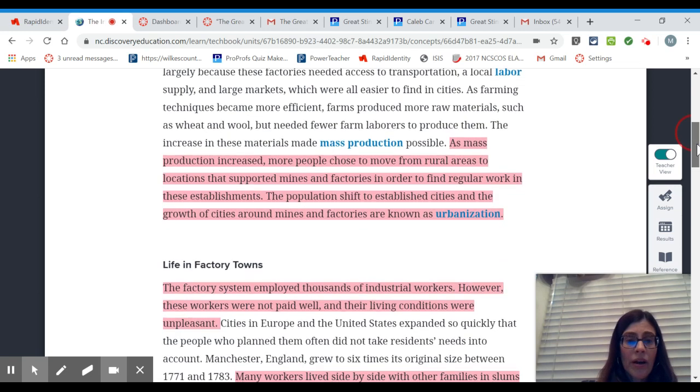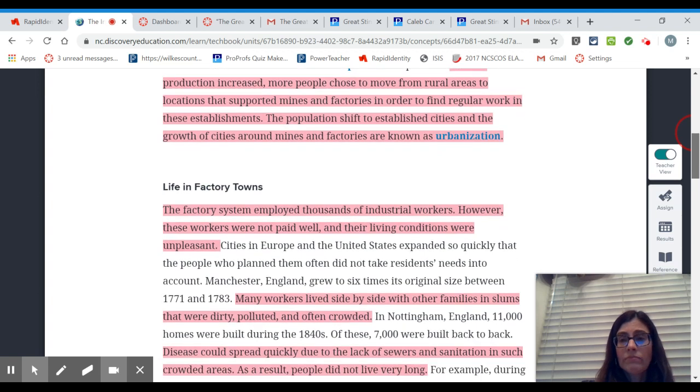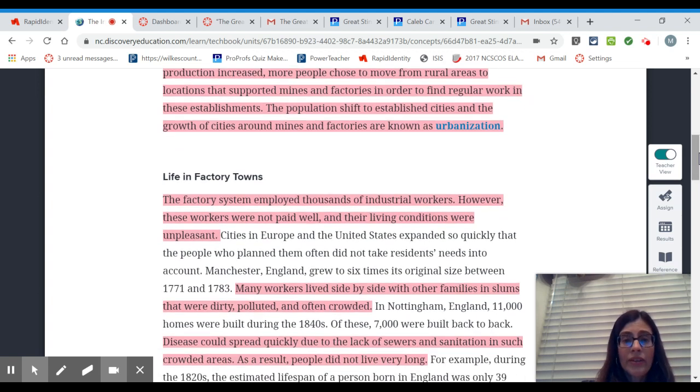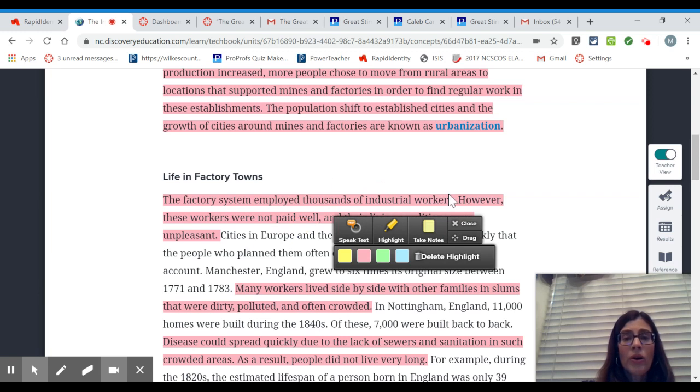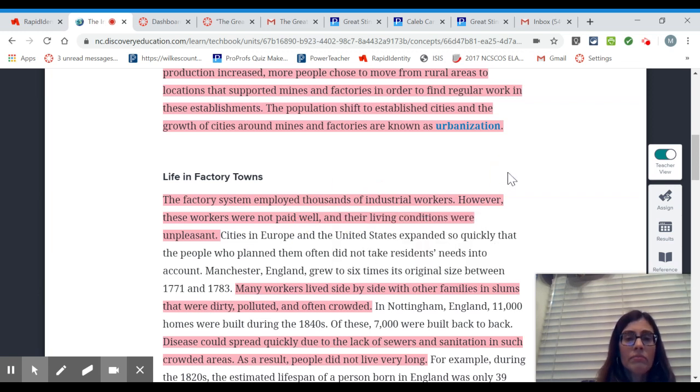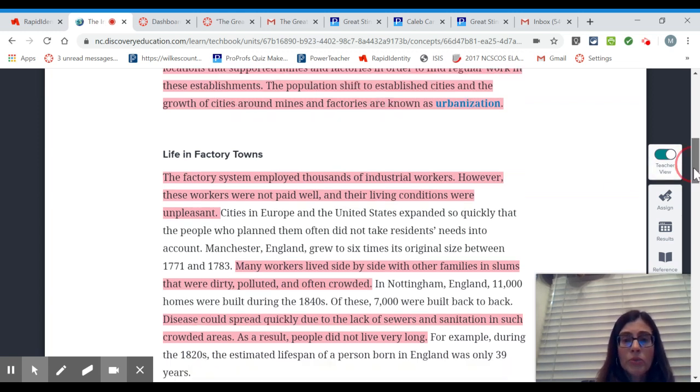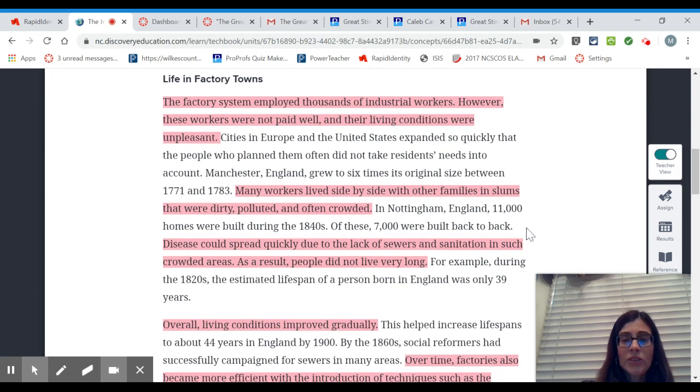So we already talked about the life in the towns, but we'll review that. Although lots and lots of people were employed, the problem was they were not being paid well. And so their living conditions were not good either. Remember, they were crammed into small quarters, side by side, into what would become now the word slum, okay? Poor section of town with lots and lots of people.